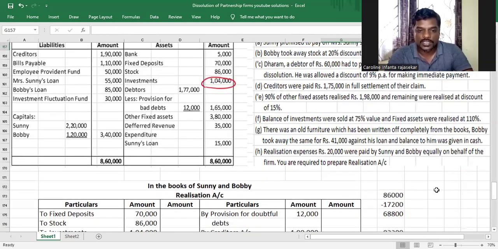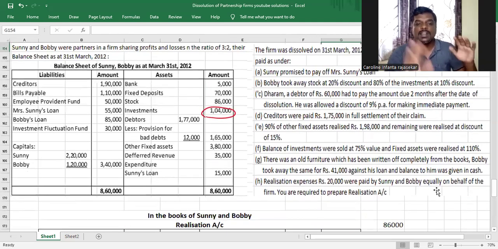Now moving on to the next adjustment. Dharam, a debtor of 60,000 rupees, had to pay the amount due 2 months after the date of dissolution. 2 months after that only Dharam has to pay. But now we are closing the firm. Dharam, please pay us. We are asking him. And he's agreed to pay. And he's asking for some discount.